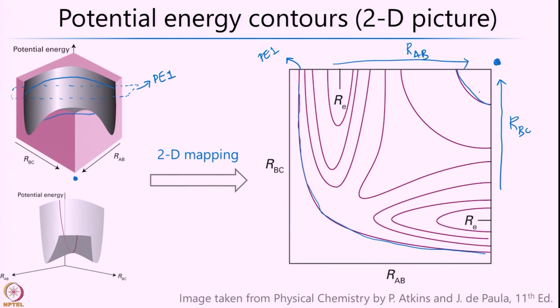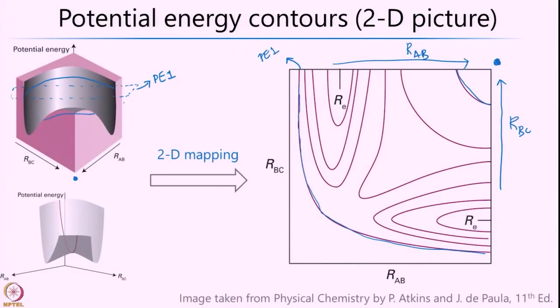Now I will come down a bit and again slice it at a different potential energy. Let us say I call it PE2. Then I can keep doing this. I can keep taking slices at different potential energies and look at how the 2D map looks. As you keep doing this, till you come to this point, you only cut these two sides, that is this side, and on the other side is this, right?